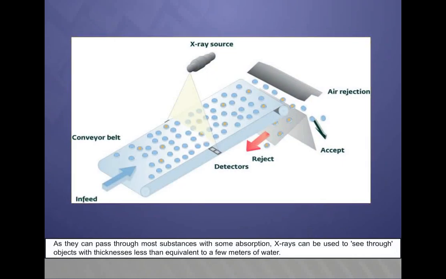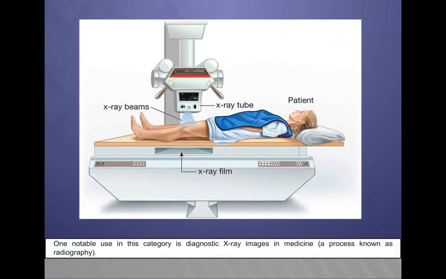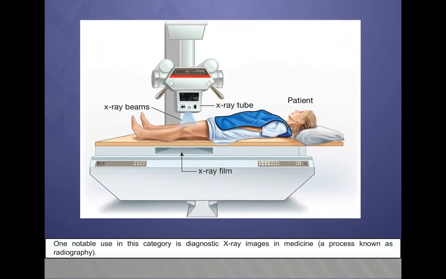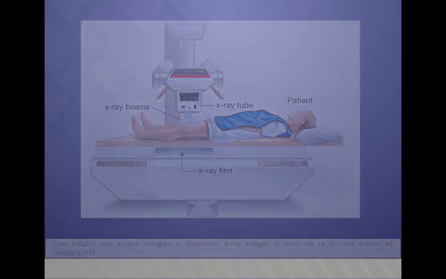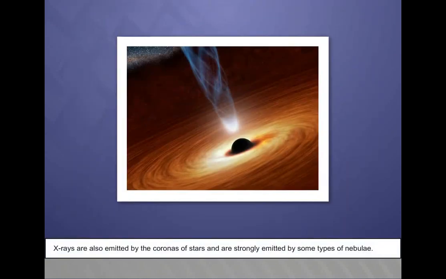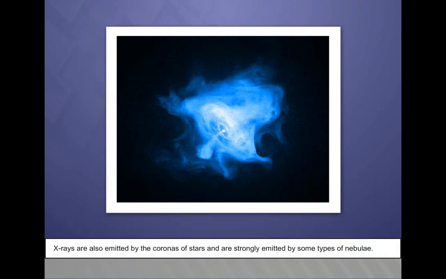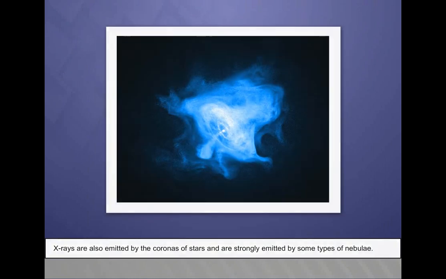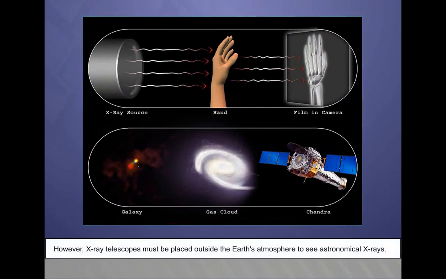As they can pass through most substances with some absorption, X-rays can be used to see through objects with thicknesses less than the equivalent of a few meters of water. One notable use in this category is diagnostic X-ray images in medicine, a process known as radiography. X-rays are also emitted by the coronas of stars and are strongly emitted by some types of nebulae. However, X-ray telescopes must be placed outside the Earth's atmosphere to see astronomical X-rays.